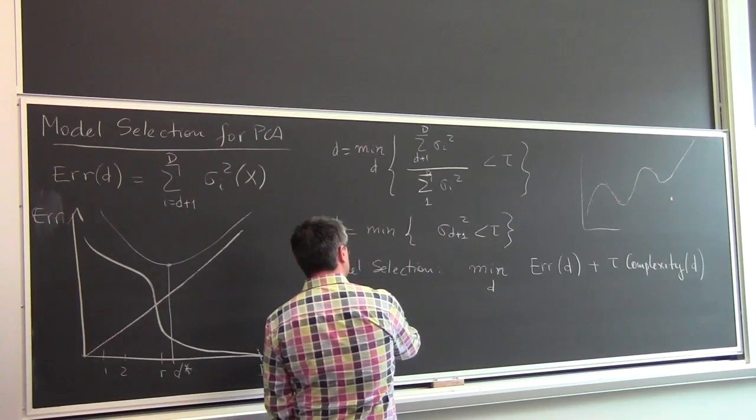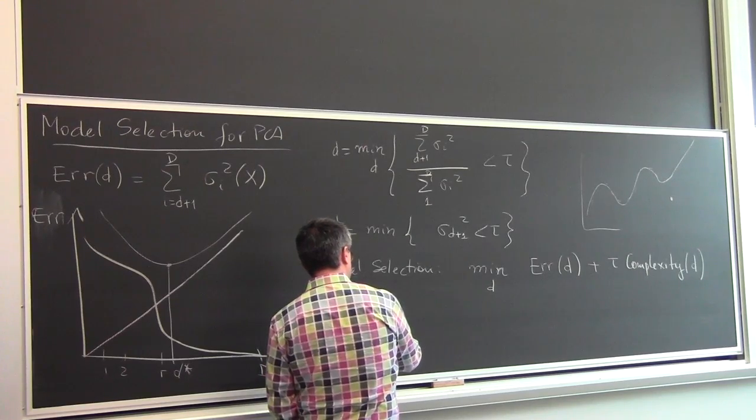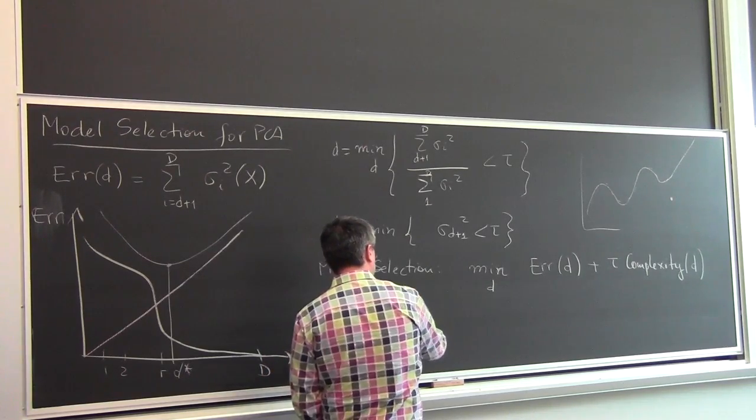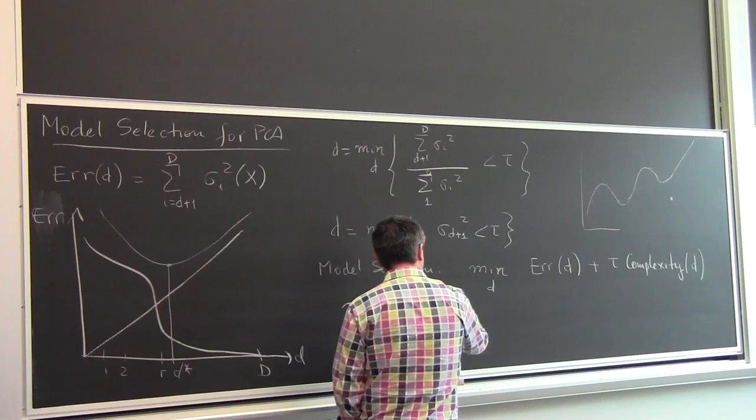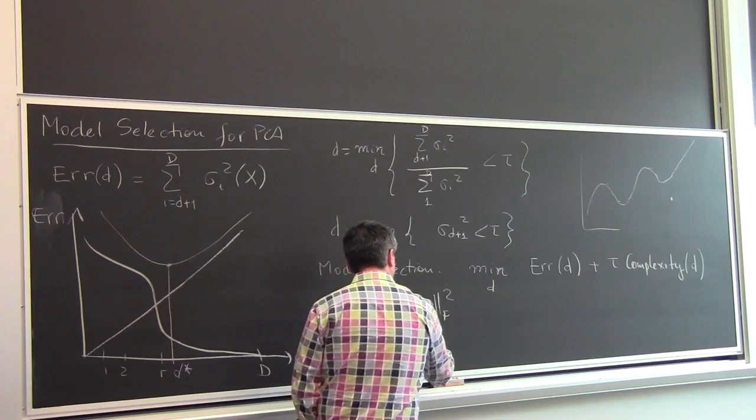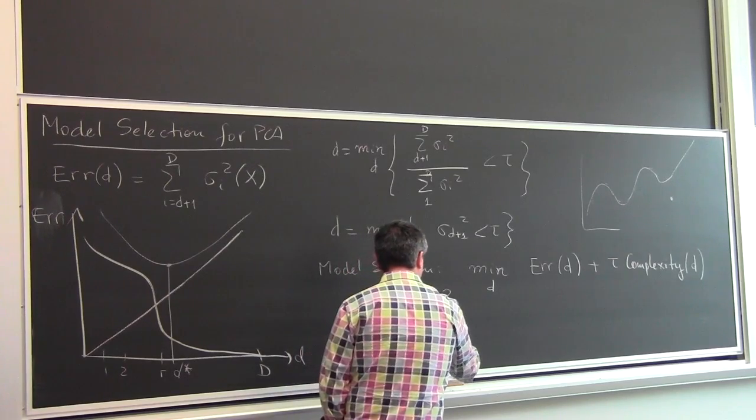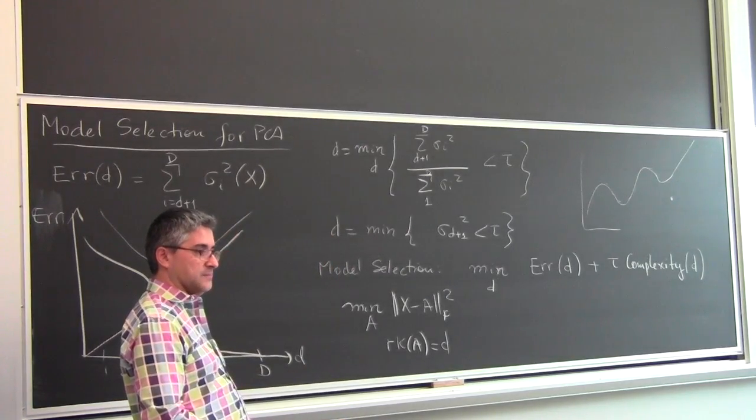So what we have been doing is minimize with respect to A, the Frobenius norm of X minus A squared, such that the rank of A is equal to D. Okay, that was the rank minimization view of PCA.